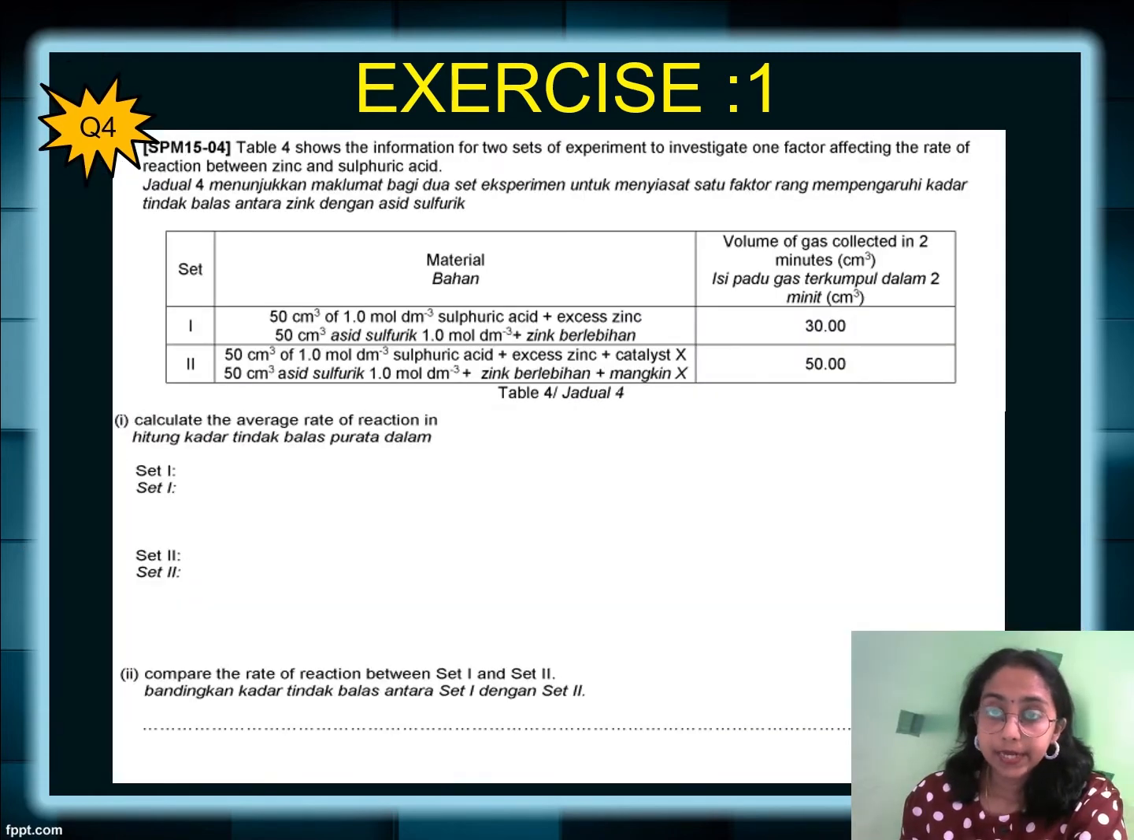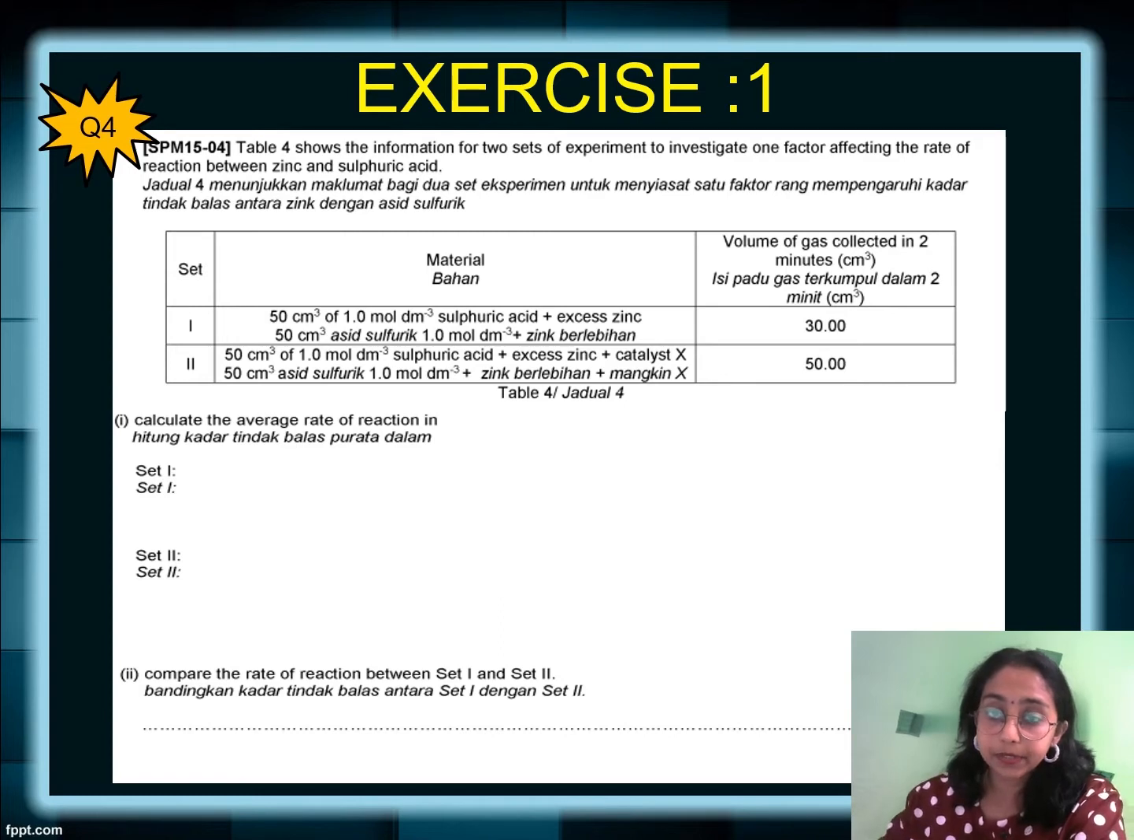Okay, now this is an example of paper 2 structure questions on the calculation part. So now let's look at the data given to you. Set 1, they have given the materials and they have stated volume of gas collected in 2 minutes for set 1, which is 30 cm cube. And in set 2, the volume of gas collected in 2 minutes will be 50 cm cube. So you are required to calculate the average rate of reactions.